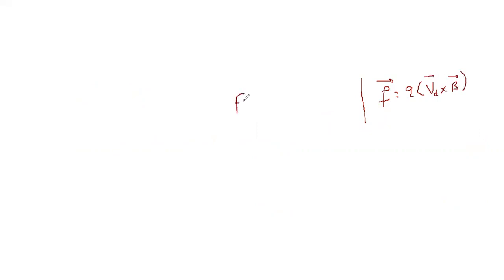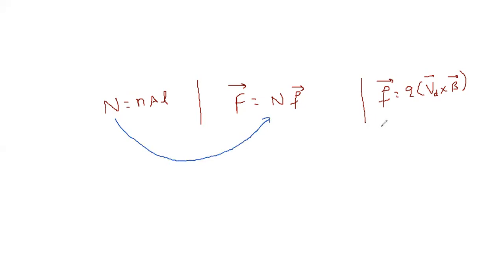Second equation, capital F vector is equal to n times small f vector. What is n? It is NaL. Now I am going to substitute this n value and this f value here. So what will happen? F vector is equal to, instead of n, NaL, and instead of f, Q into VD cross B.